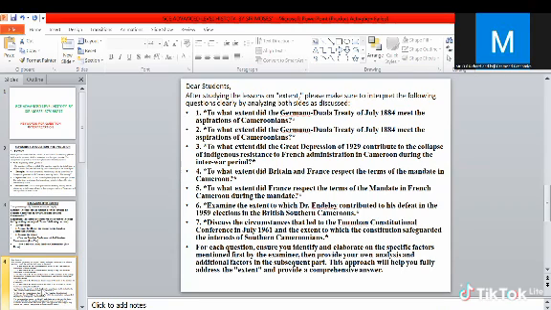Therefore, dear candidate, this approach will help you fully address the extent and provide a comprehensive answer.